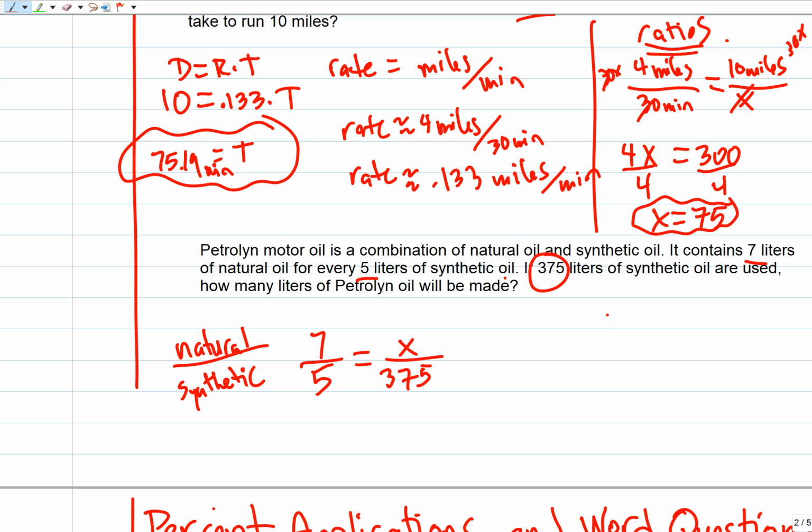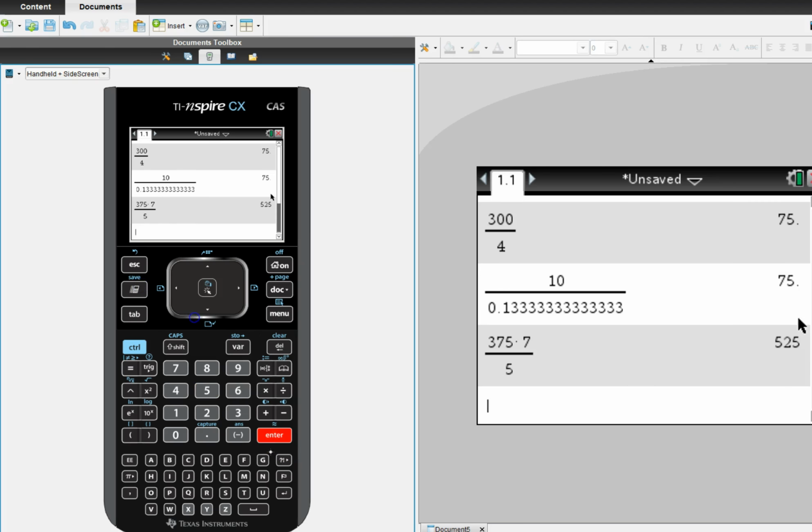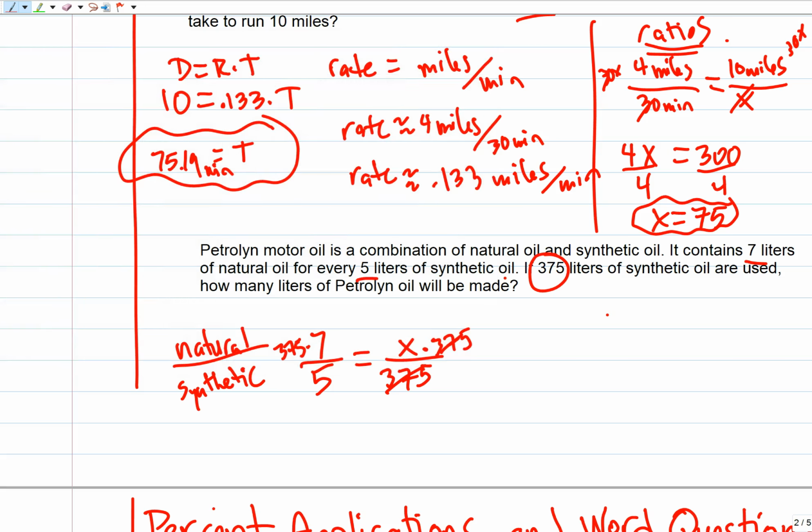We could solve this. We could cross multiply it. I wouldn't this time. I would just undo this division. I would multiply both sides by 375. What that would do for me is 7/5 times 375, and I can get to the answer a little faster.